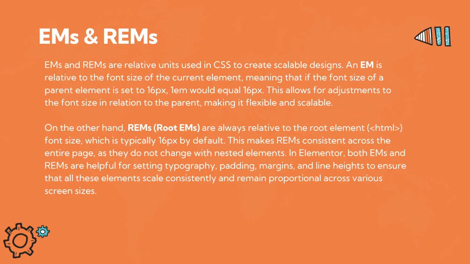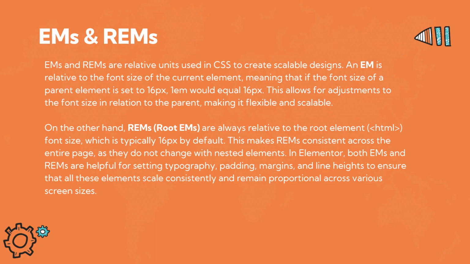So, what are ems and rems? Ems and rems are relative units used in CSS to create scalable design. An em is relative to the font size of the current element, meaning that if the font size of a parent element is 16 pixels, one em will be equal to 16 pixels. Okay. If we change that parent element's font to 18, one em will be equal to 18. If we change it to 30, one em will be equal to 30. So it allows for adjustments to the font size in relation to the parent, making it flexible and scalable.